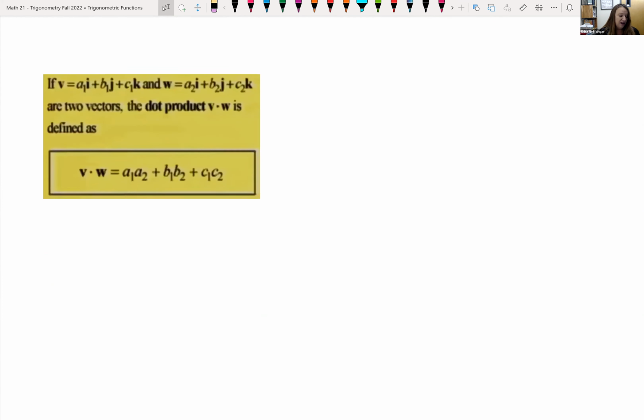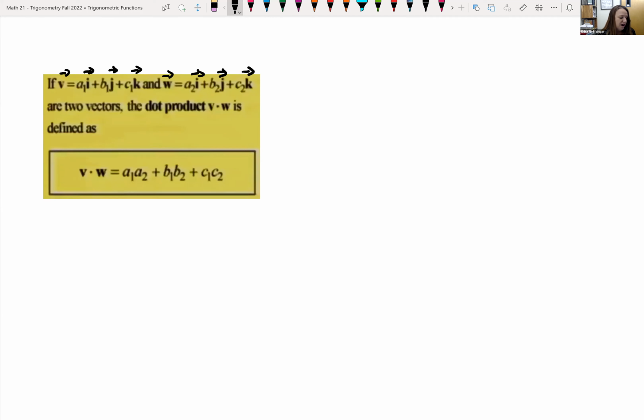So we've been dealing with just the horizontal and the vertical components of the vector, so kind of on a flat surface. If we have three dimensions, we can have a third component. So this vector v here is equal to a sub 1 times the vector i plus b sub 1 times the vector j plus c sub 1 times the vector k, where our vector w is equal to a sub 2 vector i plus b sub 2 vector j plus c sub 2 vector k. So k is like the z axis, if we're looking at the x, y axis, then k would be the z axis.